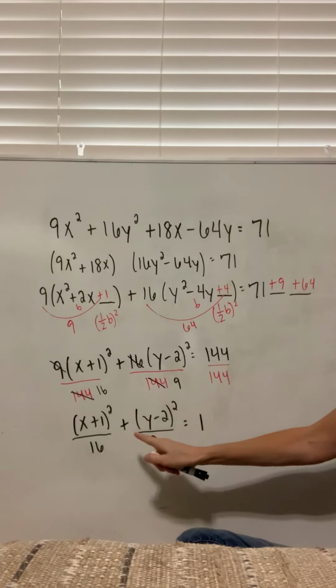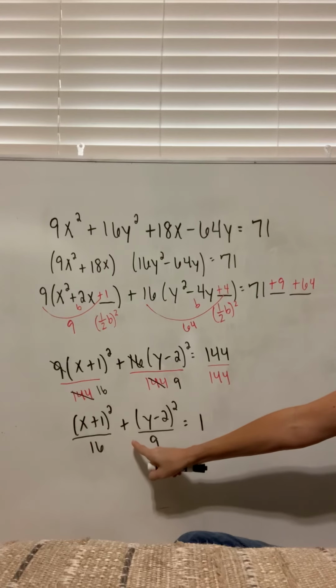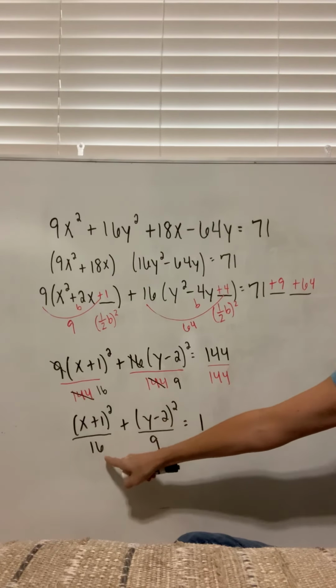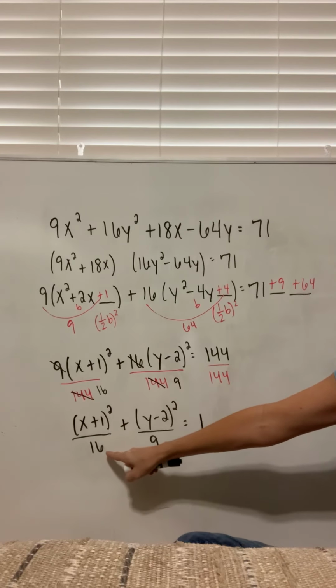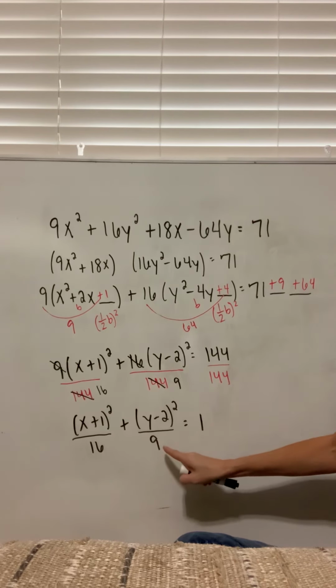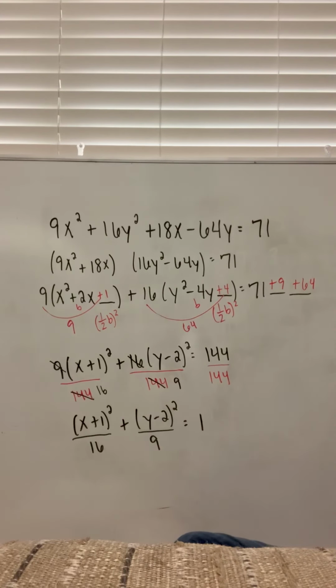So what we've ended up with is we've got the plus in the middle. This is an ellipse. Our center would be (-1, 2). It would be horizontal because 16 is the bigger denominator. It's under the x, so that means 16 is your a squared. 9 is your b squared, and you would go on and finish from there.